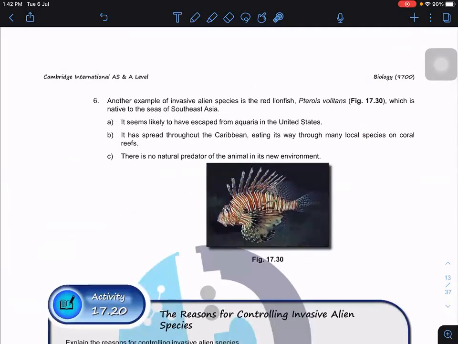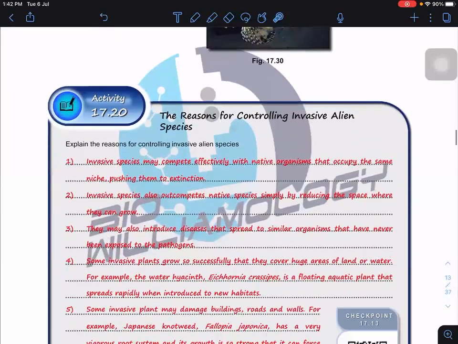Another example of an invasive alien species is the red lionfish, which is native to the seas of Southeast Asia but has now escaped from aquariums in the United States. Now we can see them throughout the Caribbean, eating many local species and coral reef, and they do not have a natural predator at all in their new environment. So they continue to survive, and therefore they are going to disrupt the ecosystem in the regions where they are the invasive species.